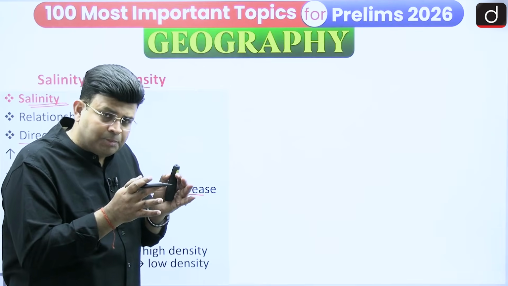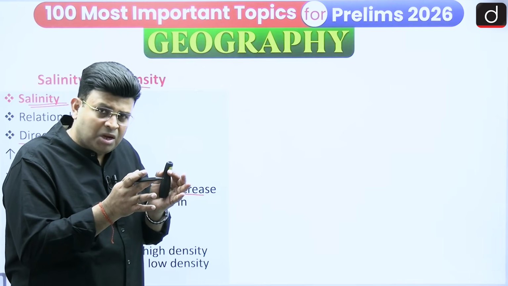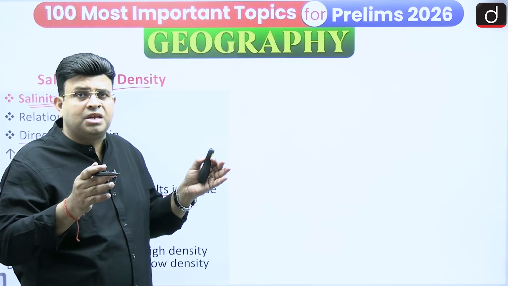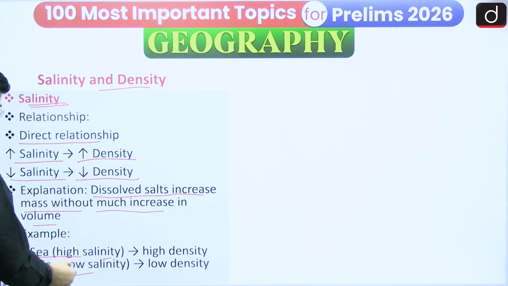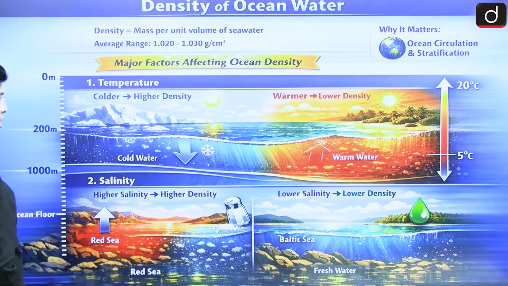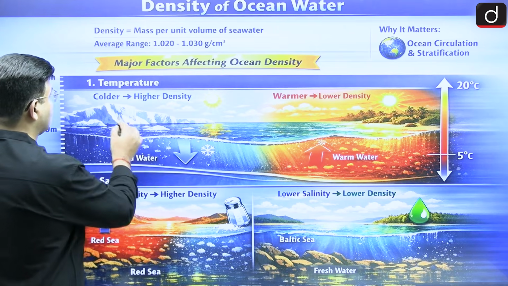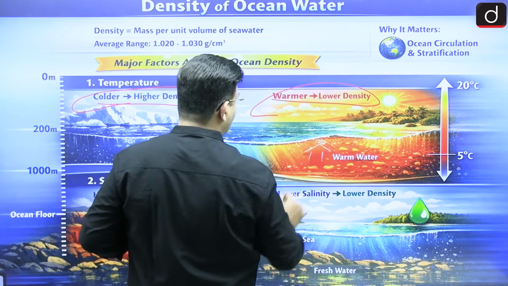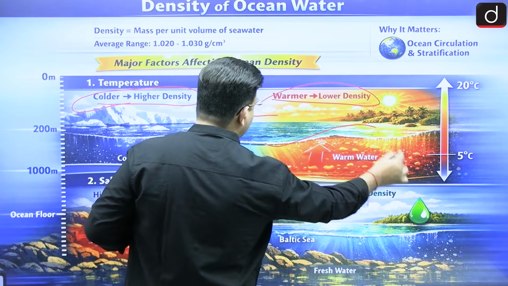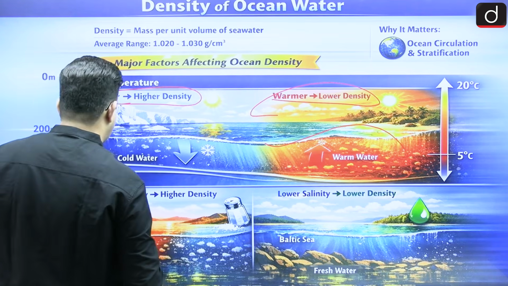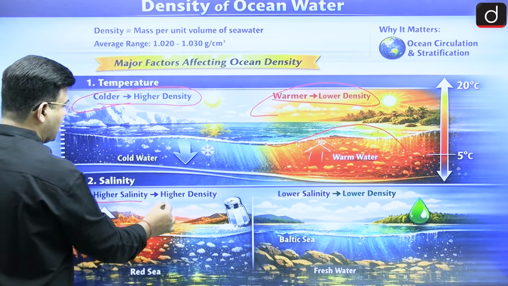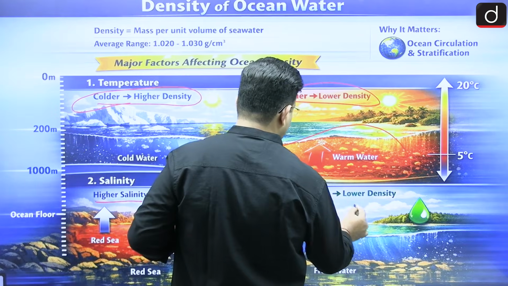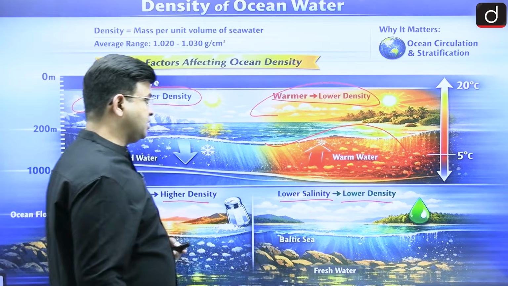If the salinity is less, its density is less. So low density, and in the colder region higher density, and in the warmer region density is lower. Yes or not? Because the warm water is more expanded. In higher salinity regions, high density, and in lower salinity regions, low density. Is it okay?